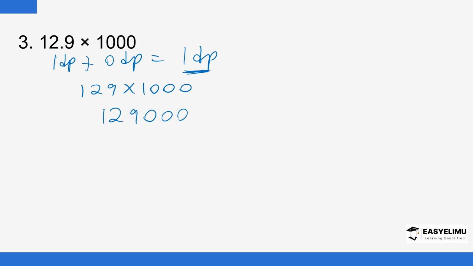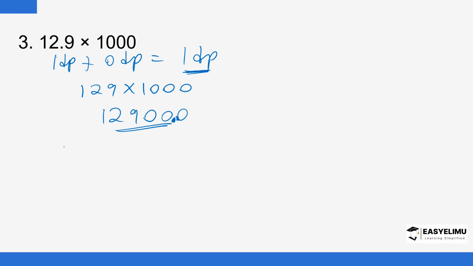And so where should the decimal point be, so that we have 1 decimal place? Just here. The decimal places simply means how many digits after the decimal point. So this is where the decimal point should be, so that you have 1 decimal place, 1 digit after the decimal point. So this is going to be 12900.0. This is going to be the answer, this product here.